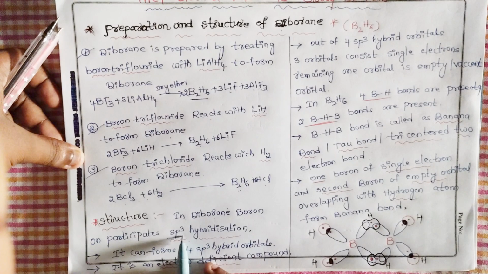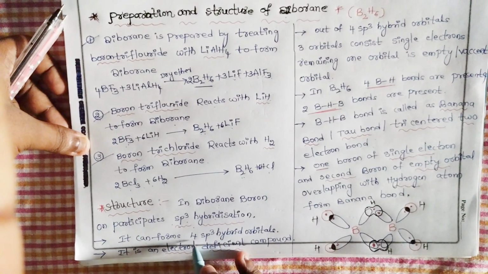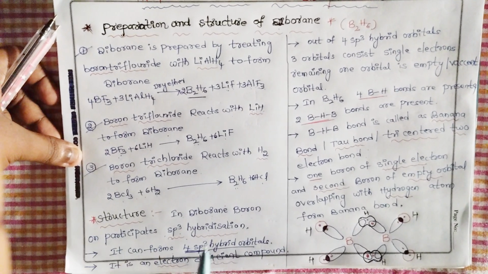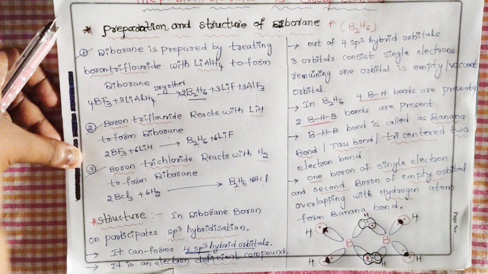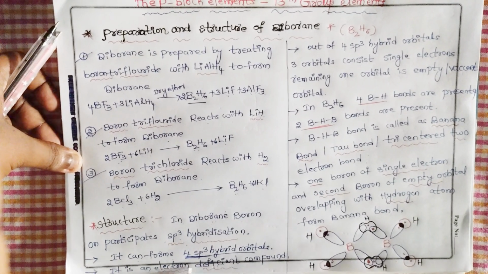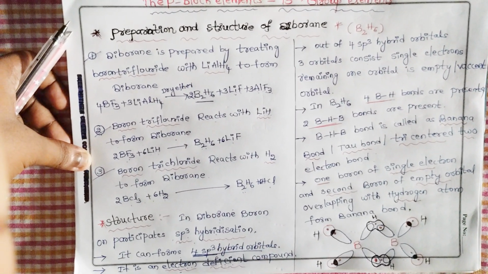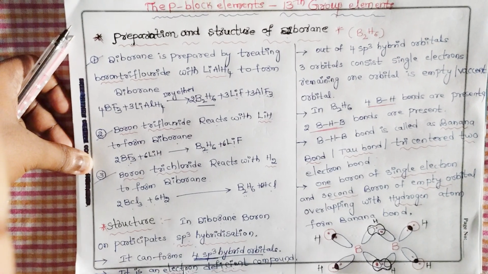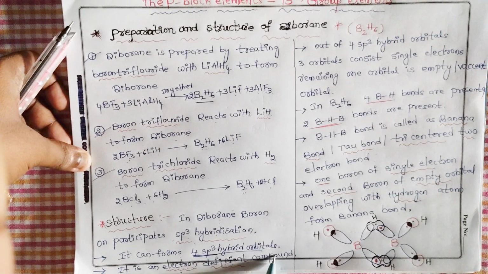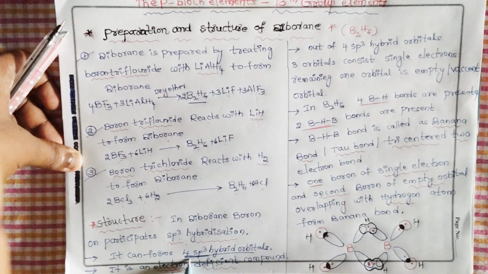By involving sp3 hybridization, every atom forms 4 sp3 hybrid orbitals. Diborane comes under the type of electron deficient compound. Electron deficient compound means that for the formation of bonding it has a smaller number of electrons. That is why boron in diborane is considered an electron deficient compound. It involves sp3 hybridization.